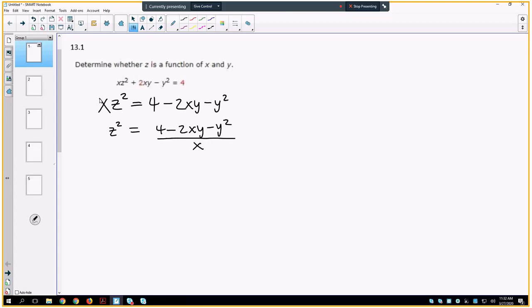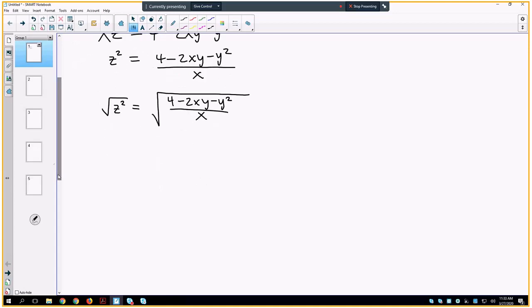Then, because I have z squared, I want to take the square root on both sides. So I'll say the square root of z squared is equal to the square root of 4 minus 2xy minus y squared all over x, all inside the square root. And the square root of z squared is the absolute value of z. Absolute value of z is equal to the square root of 4 minus 2xy minus y squared over x.